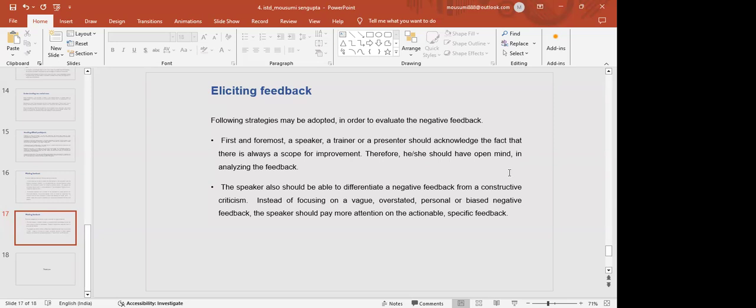However, if the feedback is very vague, overstated, personal, or biased negative feedback, I will give you an example here. People who are experienced in providing behavioral training, I'm sure in our group we have some people like that. If we are talking about people giving behavioral training, you will always find that some participants will give feedback saying there should have been more participation, more role plays, more exercises.